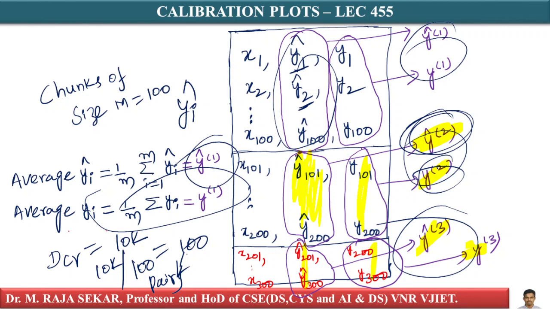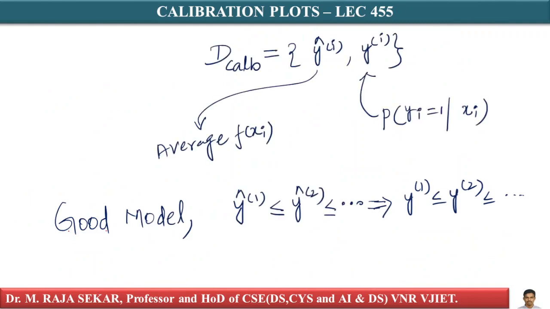Now, what is your data for calibration? The data for calibration is basically this: y cap of i, comma, yi. What is my y cap of i? That is the average of f of xi. And yi is the probability of yi equal to 1 given xi, isn't it? Yes, this is the data that we have for calibration, that is y cap of i, comma yi.